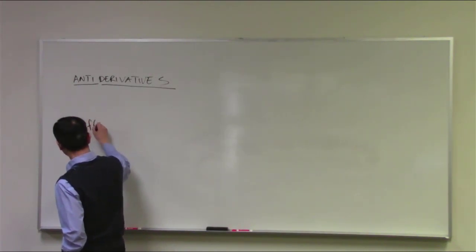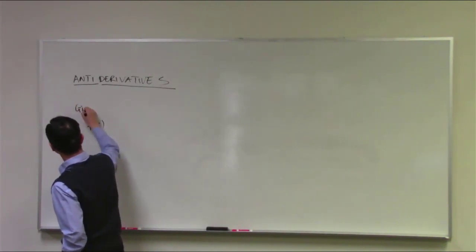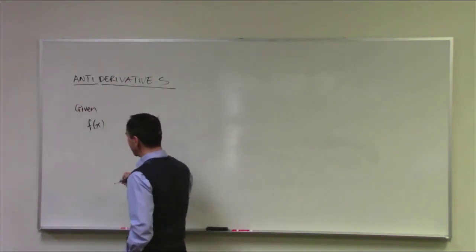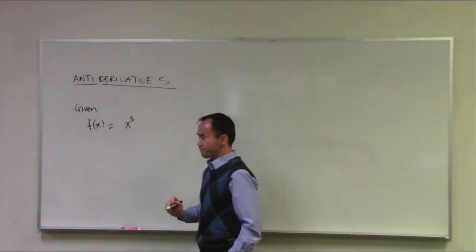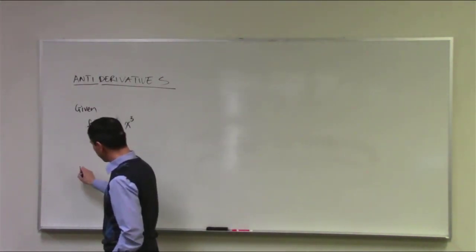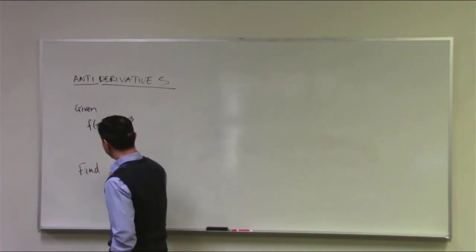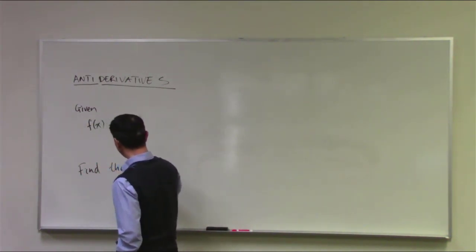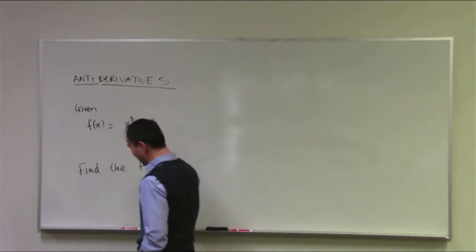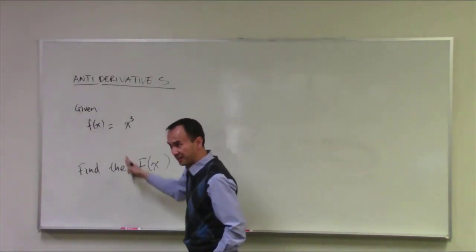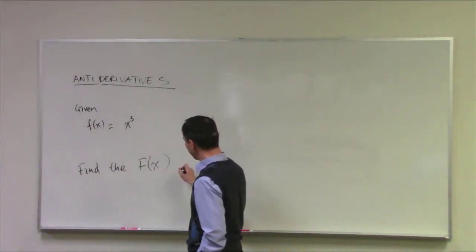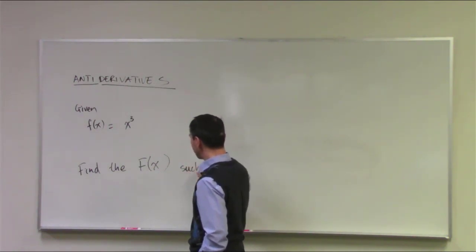A function f of x is given. Let's say it's x cubed. I want you to find a function, capital F of x. It's a different function. This is capital F of x, and this is lowercase f of x. Different things, right?